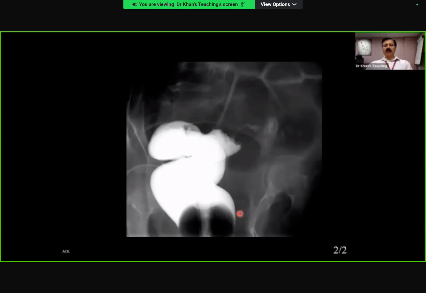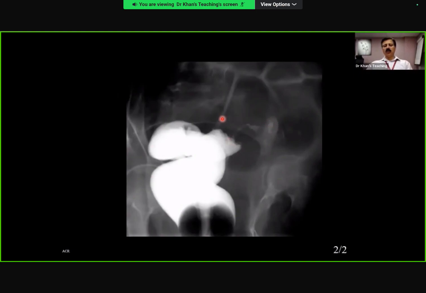One of the key findings, when you do a contrast examination for a suspected large bowel obstruction, these days we usually use gastrografin. If you use barium, you have to be careful. If you reach a stricture, only a limited amount of barium should be allowed to go beyond it, proximal to it.